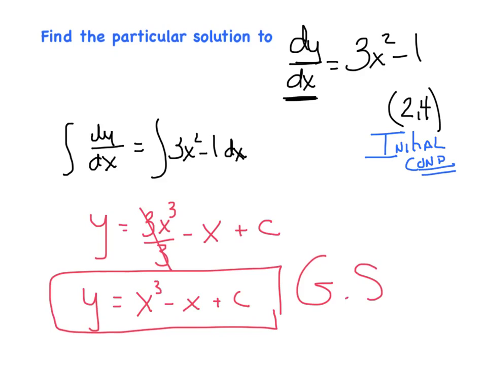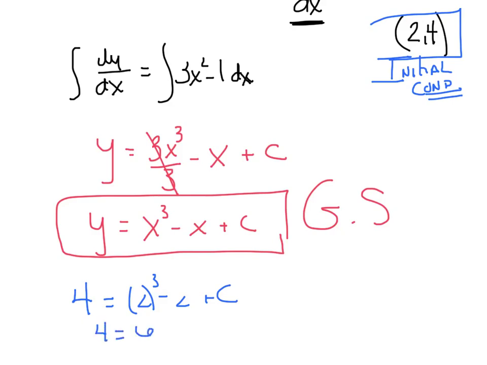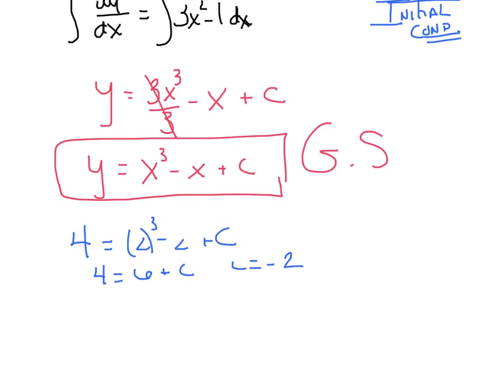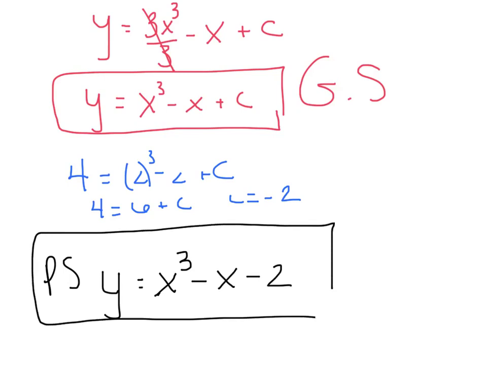We're going to go one step further and get our particular solution by substituting in the point (2, 4). So I'm going to say 4 equals 2 cubed minus 2 plus c. 8 minus 2 is 6. 4 equals 6 plus c. c equals negative 2. Lastly, I'll write my particular solution: y equals x cubed, oops, my pen is really dying, minus x minus 2. And this is the particular solution that satisfies that initial condition.